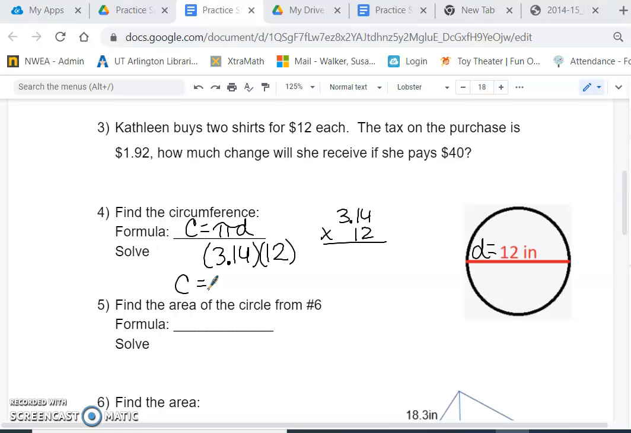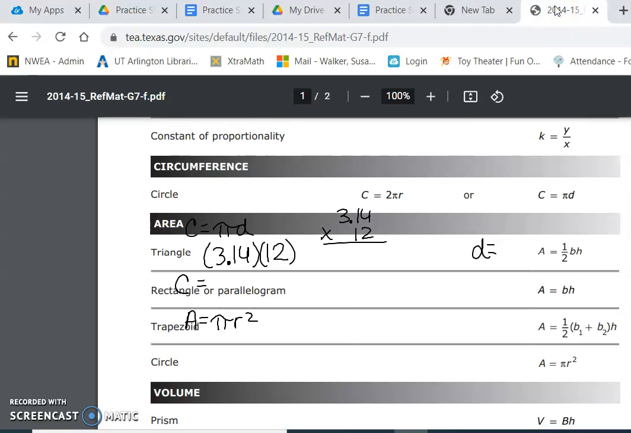And now we're going to do area. This is what was brand new last week. A equals pi r squared. Hopefully we remember coming up with that formula. Remember when we broke down the circle into sections? It's right here.